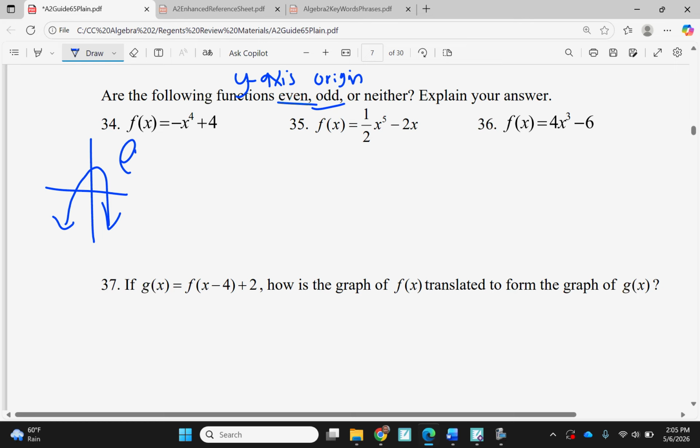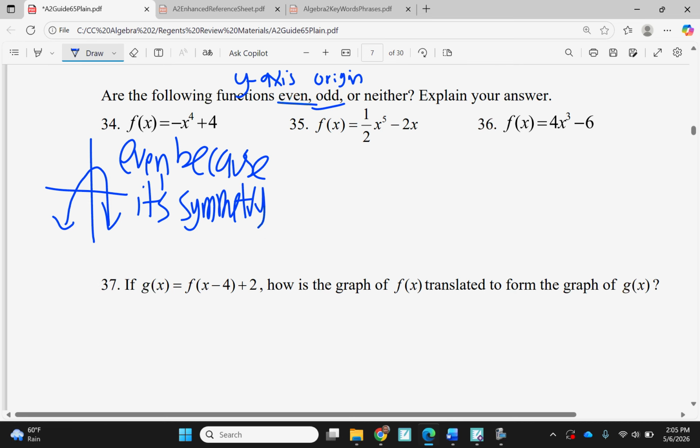And I'm going to say even because it's symmetric to the y-axis.